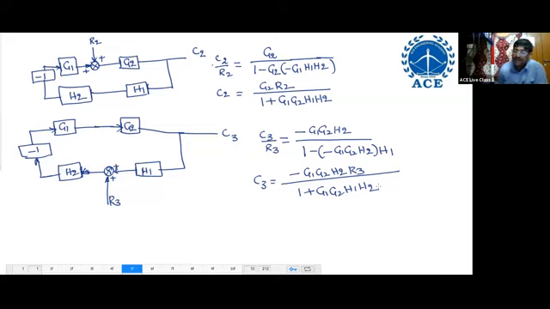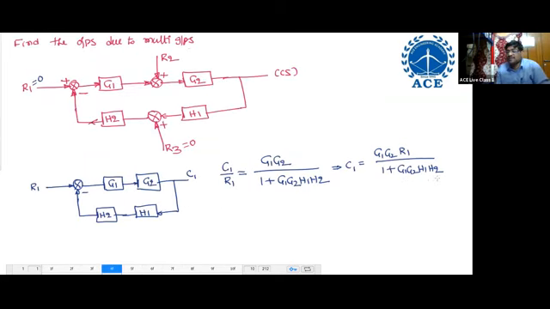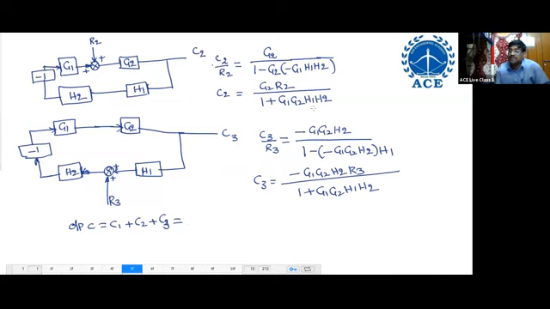Okay. So now output C equal to C1 plus C2 plus C3. That means all these three, you observe, have the same denominator, 1 plus G1, G2, H1, H2. The denominator is the same, so that means we can take the LCM, and the numerators are added.